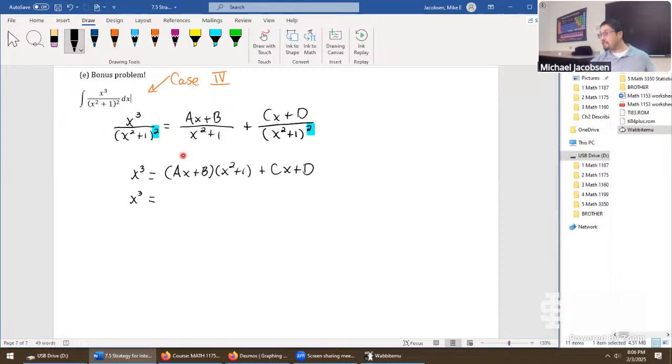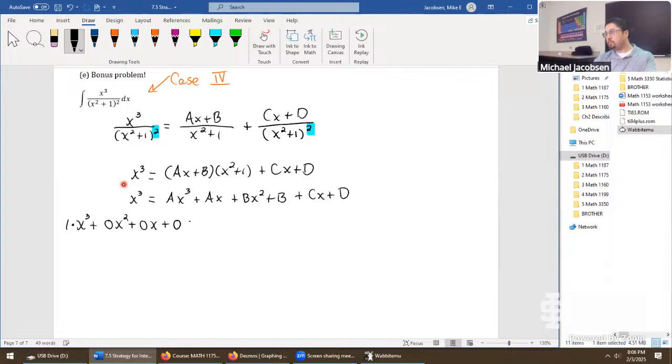So here we'll be FOILing: ax by x squared gives us ax cubed, then plus ax, distribute b through to get plus bx squared plus b. Now we're just copying plus cx plus d. So we have a degree 3 polynomial on the left, a degree 3 on the right. What we'll do is really exhibit the coefficients by writing the left-hand side in a weird way: 1 times x cubed plus 0x squared plus 0x plus 0 is the way to write the left-hand side.